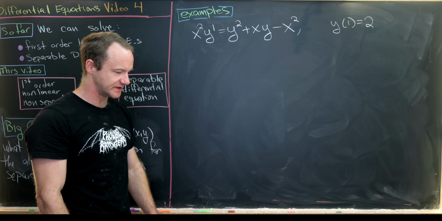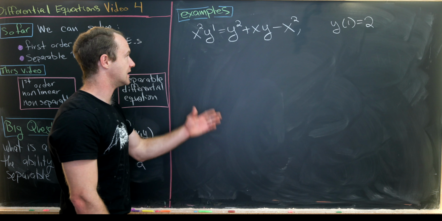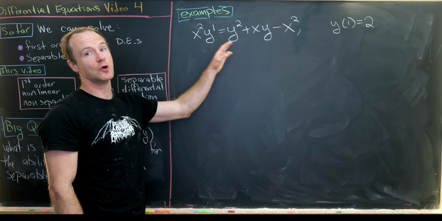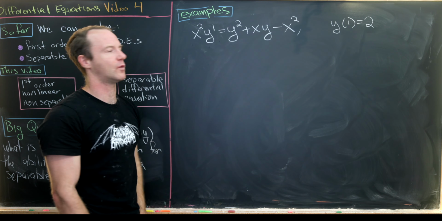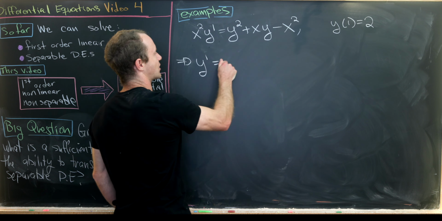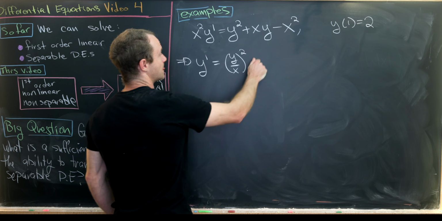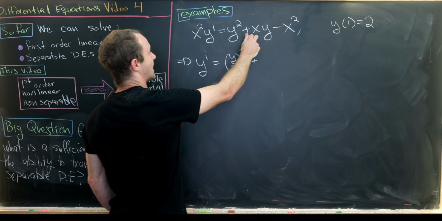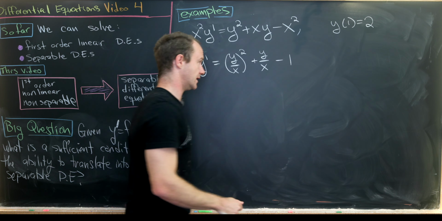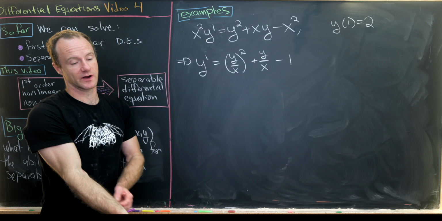So the first thing to do is to check that this is indeed a homogeneous differential equation. And in order to do that, we want to make sure that if we solve for y prime, what we're left with is just a function of y over x. And in fact, it is, because we can write this as y prime equals y over x quantity squared plus what we get when we divide by x squared. That'll be y over x and then minus 1. That's most definitely a function of y over x.